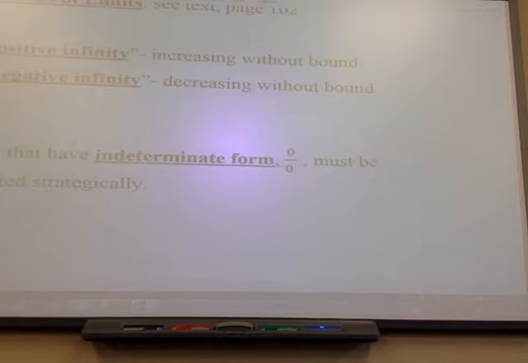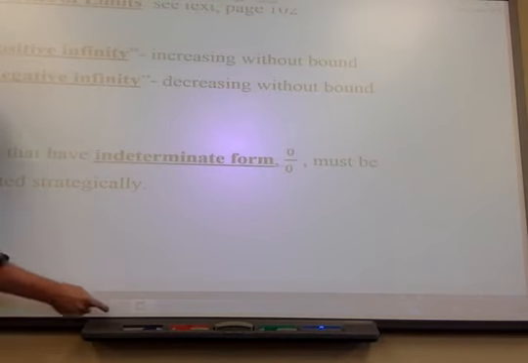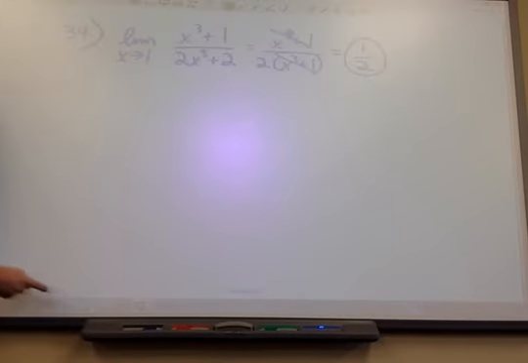This is what I really wanted you to see though. Limits that have indeterminate form 0 over 0 must be evaluated strategically. That doesn't tell you a lot, does it? Basically what I mean by that is let's use algebra like I did in this one. You see how I factored and canceled and made it 1/2 and it was very easy? For instance, look at number 50. That's a perfect example.